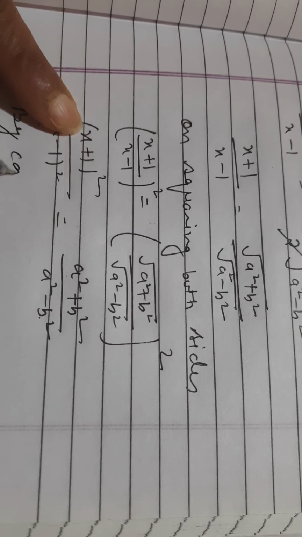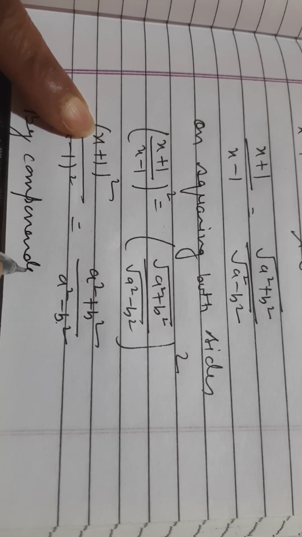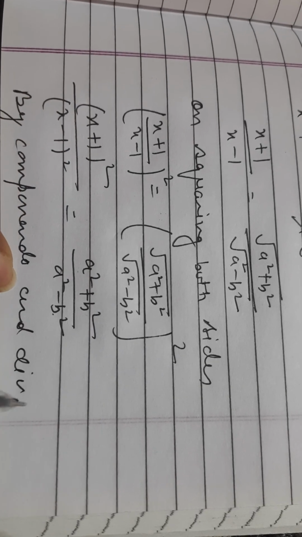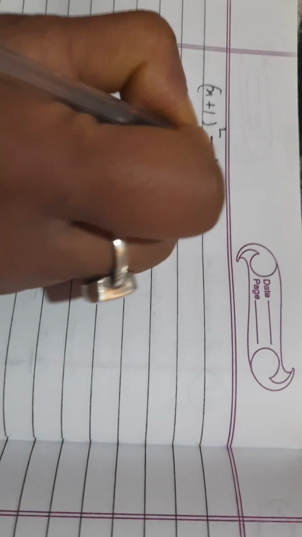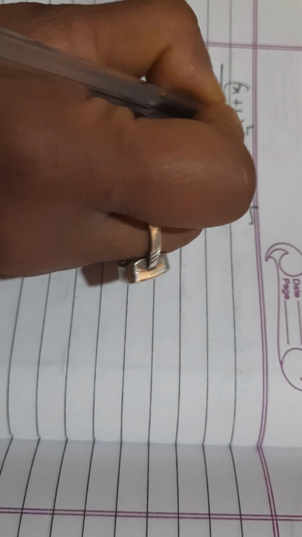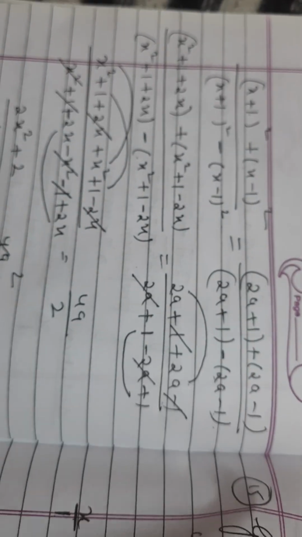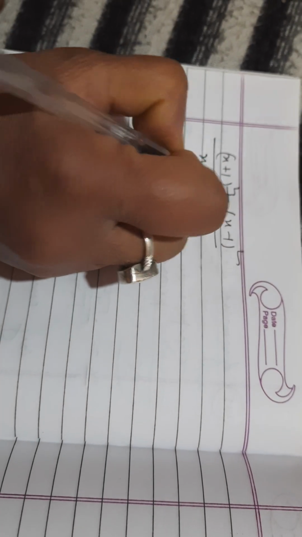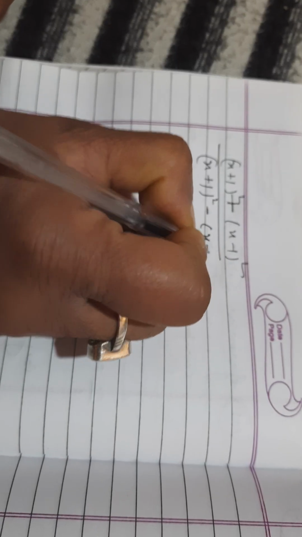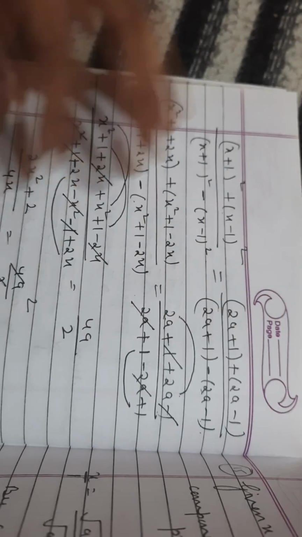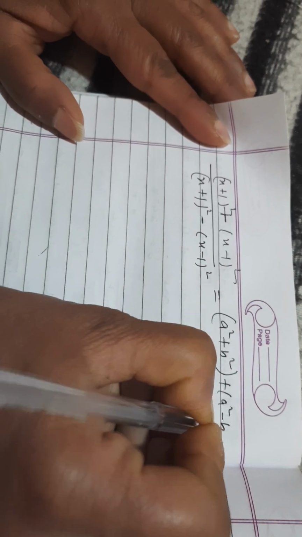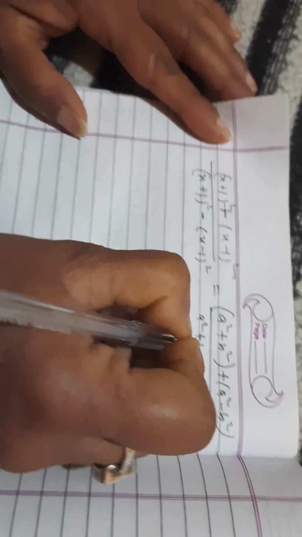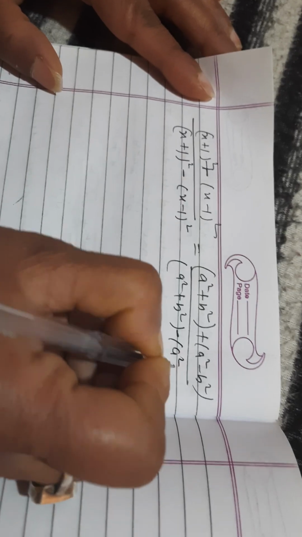By componendo and dividendo, this x plus 1 whole square minus x minus 1 whole square upon x plus 1 whole square plus x minus 1 whole square is equal to a square plus b square plus a square minus b square upon a square plus b square minus a square minus b square.